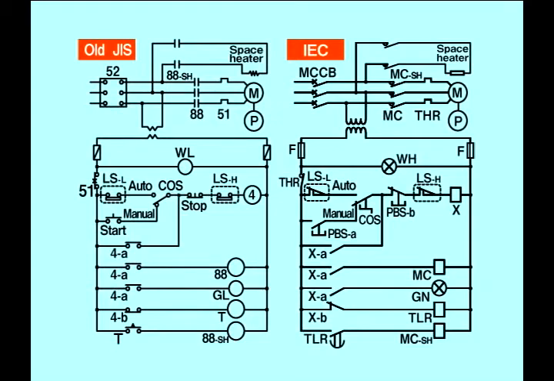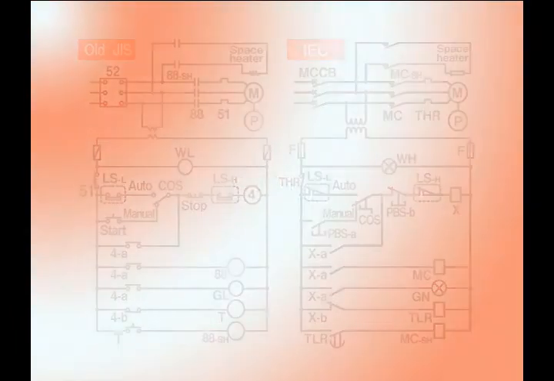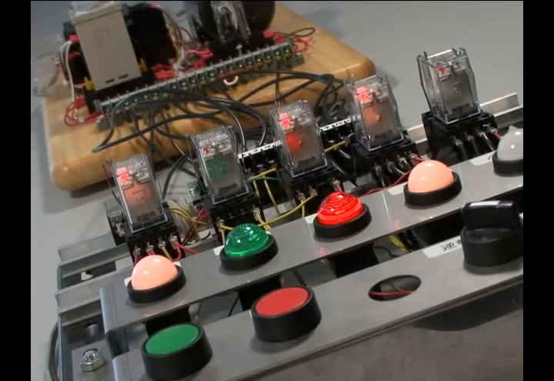Now let's take a look at the variety of elements found in the sequence circuit. Switches and relays are classified according to operation. The three types of operation are make contact, break contact, and changeover contact.